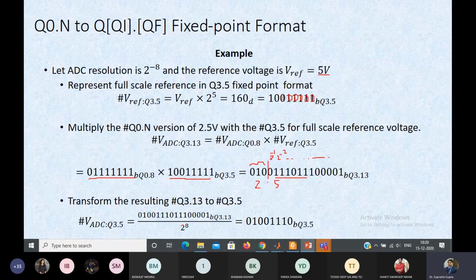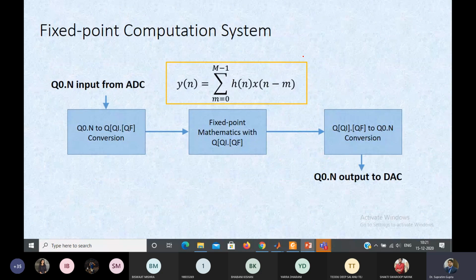So what you are doing, you are dividing it by 8, and so that means 1 2 3 4 5 6 7 8. So this part is truncated, so it will be closer to 2.5 but not exactly 2.5. Okay, so this is the representation of the input signal which was available in 0.n, we can convert it into 3.5 if required for the computation.